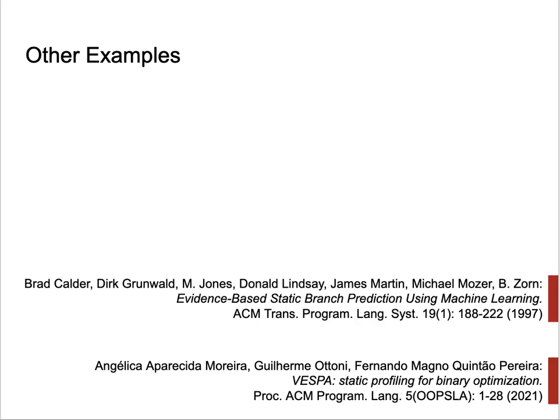The original formulation of the branch classification problem comes from a paper by Brad Calder and others. That paper is from 1997. Notice that they use a slightly different set of features. In particular, they were working directly on the C or on the Fortran programming languages, not in a low-level language like we did in this class.